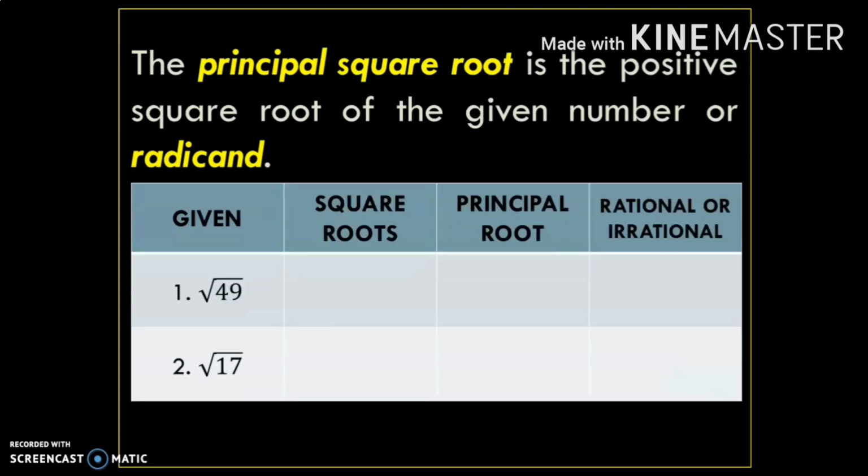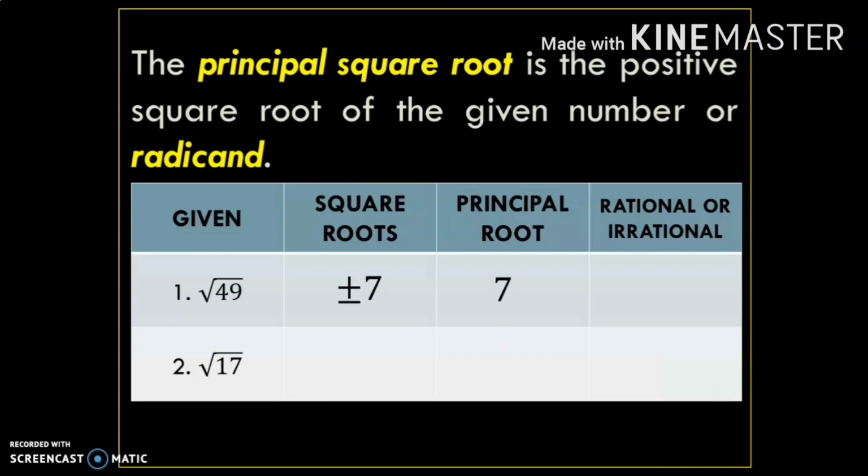Okay, so example, I have here a given square root of 49, yung number 1. Anong square root ng square root of 49? So, ang kanyang square roots is positive, negative 7. Then, ang principal root, laging tatandaan, is the positive square root. So, laging ang kukunin natin sa principal root is yung positive. So, therefore, the answer is positive 7.